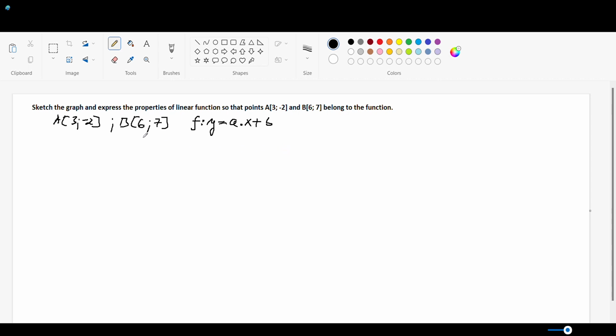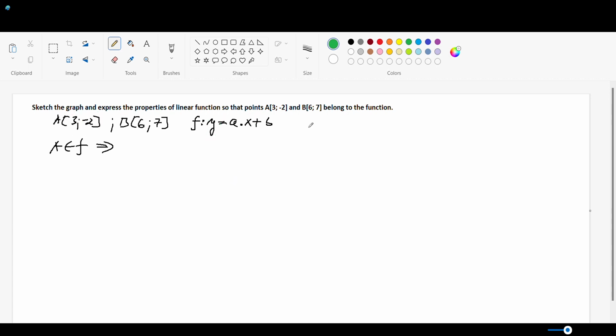So as I explained, the main goal here is to find the values of a and b so that the equation we get really meets the criteria, so that the line, which is the graph of any linear function, passes through our points A and B. As we know, point A must belong to the function, and from this we can define our first equation, because the first coordinate of point A is x in our equation, and the second coordinate, which is -2, is y.